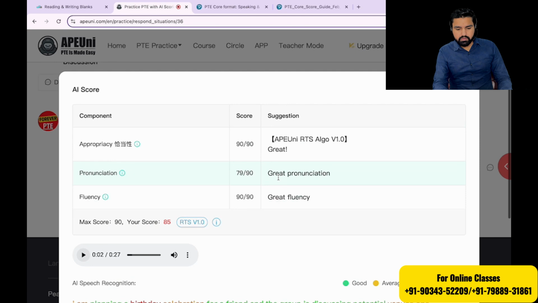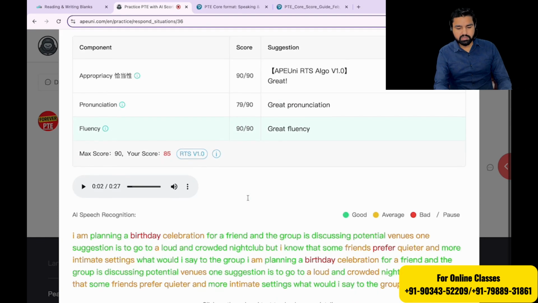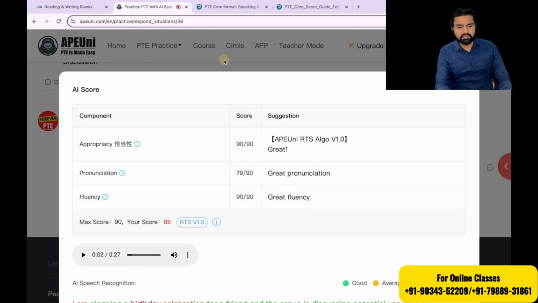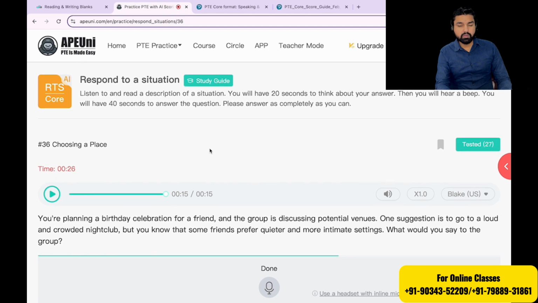Alright, so this time it has given me a perfect 90 in the two skills, appropriacy and fluency, and again in pronunciation it is giving me less marks. But it really doesn't matter because these applications are not that authentic. In the real exam there is a good chance that you guys will be scoring 90 out of 90, and I've observed this among PTE Core students. A lot of students are getting 90 out of 90 very easily.